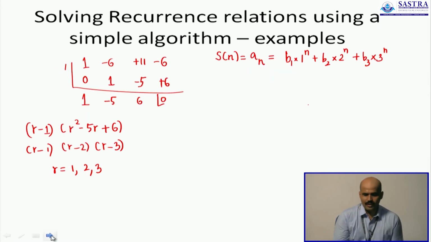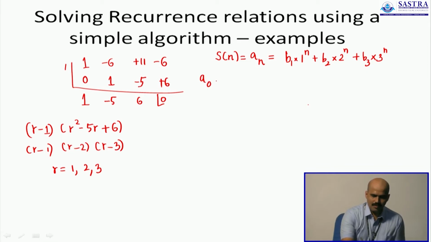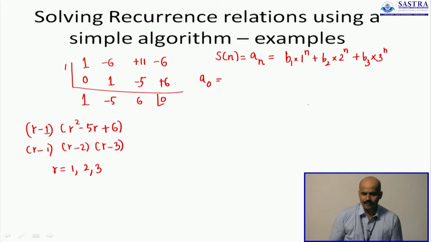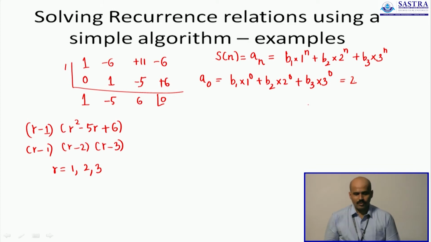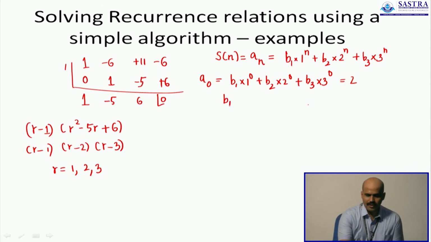We can use that. a0 means we use 0 for the value of n. So we will have b1 times 1 to the power of 0, b2 times 2 to the power of 0 plus b3 times 3 to the power of 0. This sum is going to give us an answer of 2. Hence the first equation that we are able to frame is b1 plus b2 plus b3 equaling 2.